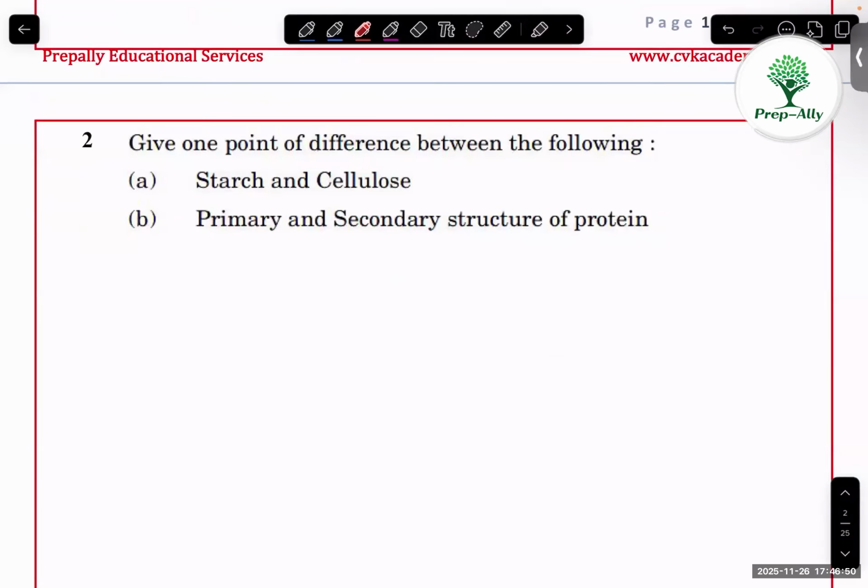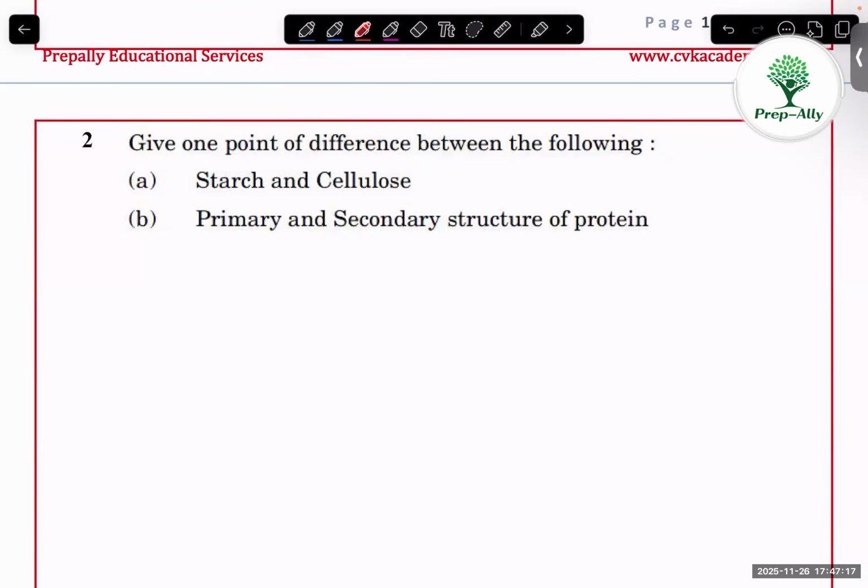So for the next question, this is a descriptive question. In this question, give the point of difference between the following. That means starch as well as cellulose. So if you think about this, starch is something which is found in most of the food items which we are eating, and cellulose is present in plants. Basically, plant cell walls are made up of cellulose. So they both are made up of glucose only.